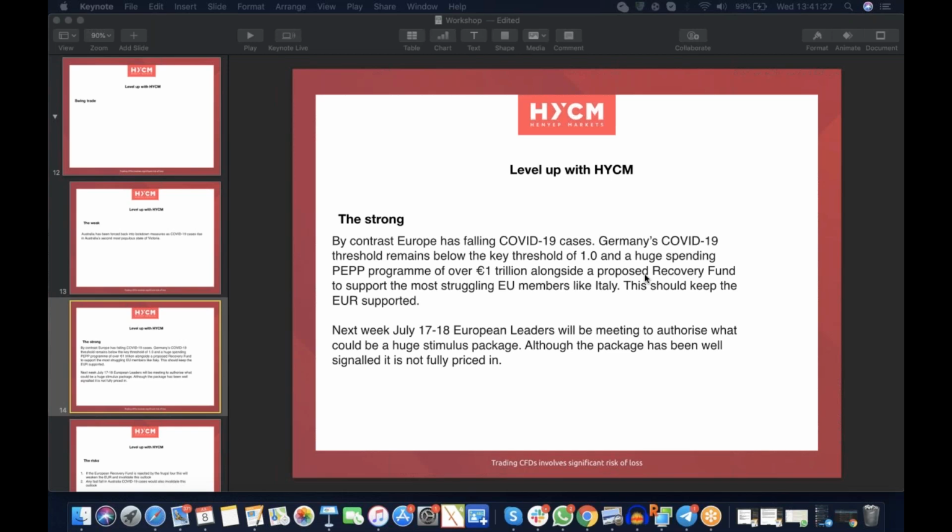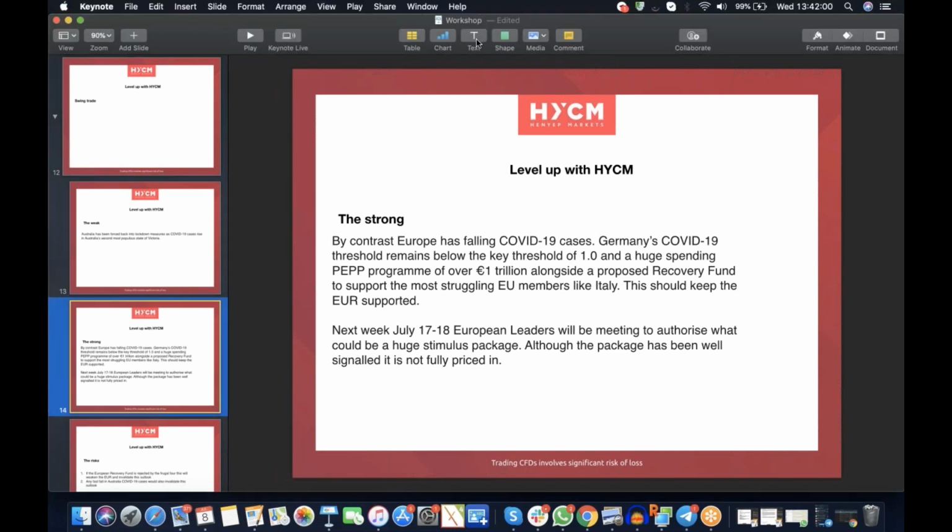Some of it is in grants and some of it is in loans. And the idea is that the EU wants to support its most struggling members. Italy, Greece, Spain, they stand to benefit from this recovery fund. And next week, 17th to 18th, European leaders will be meeting to potentially authorize what could be a huge stimulus package. So although the package has been well signaled, it's not fully priced in.